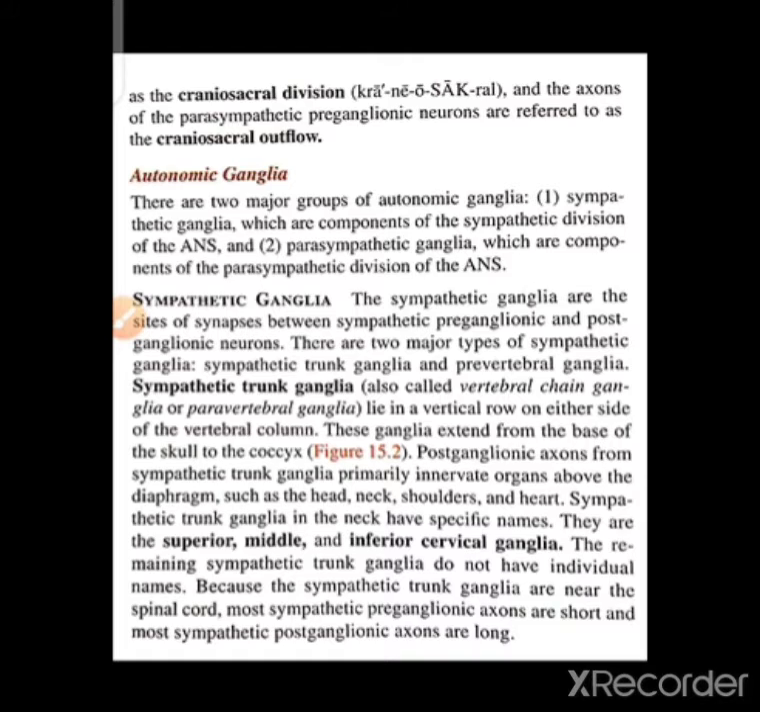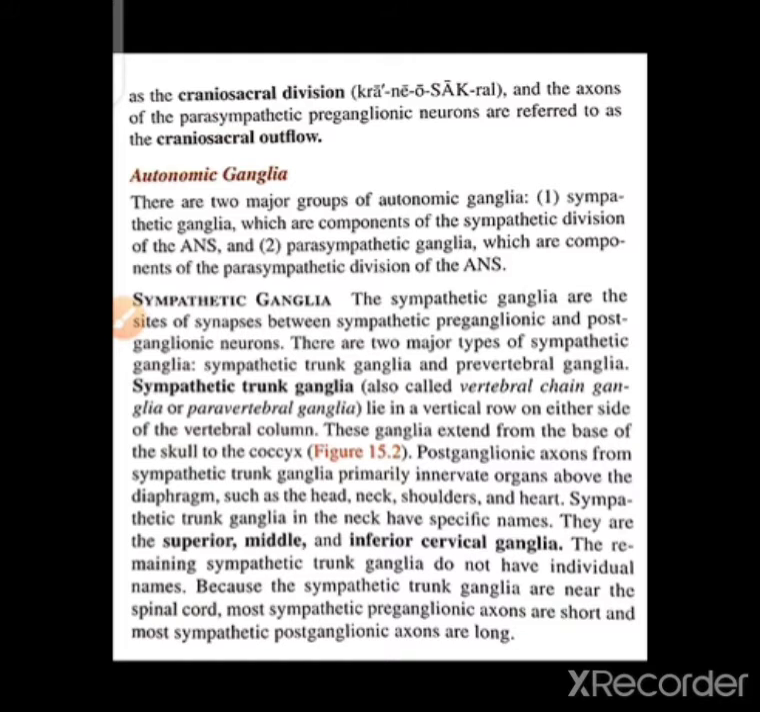On both sides of the vertebral column there is a vertical row of these ganglia. These ganglia are more like nodules. They are present as a nodule. You can see in the picture, it feels like a swollen structure. They are present nearby the vertebral column on both sides. So these ganglia extend from the base of the skull to the coccyx.